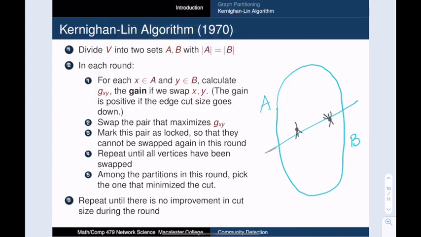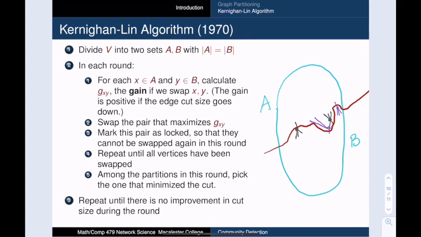We then find the best pair of vertices to swap between these sets. We find the greatest reduction in the cut size. We swap these vertices and then lock them in place. Then we swap another pair, and so on until we swapped every vertex. And note that in some of these swaps, our partition can actually get worse.